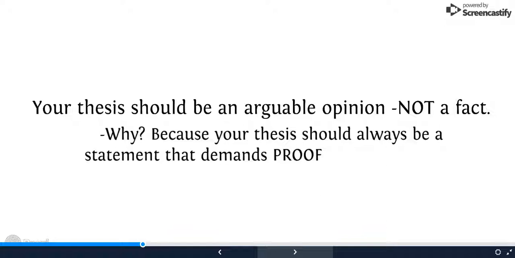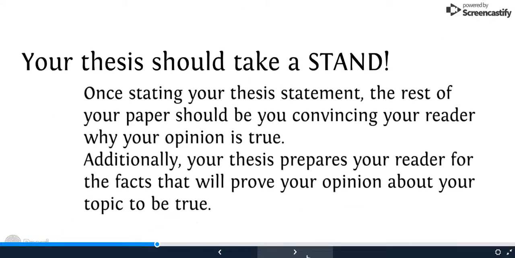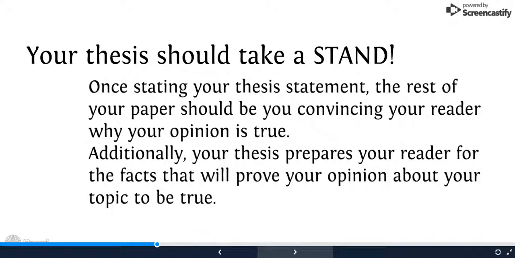Your thesis should be an arguable opinion, not a fact. Why? Because your thesis should always be a statement that demands proof, which is why you're doing research, which is why you're pulling quotes, which is why you're paraphrasing, because you want to argue and prove your actual opinion. Your thesis statement should take a stand. Once stating your thesis statement, the rest of your paper should be you convincing your reader why your opinion is true. Additionally, your thesis prepares your reader for the facts that will prove your opinion about your topic and why it's true.